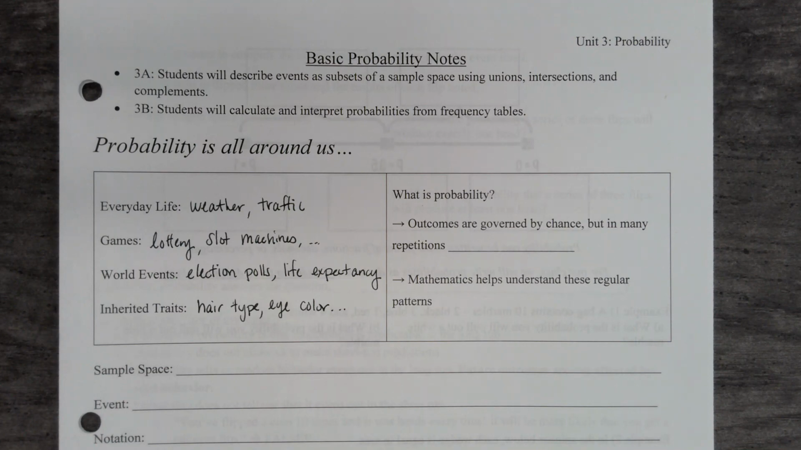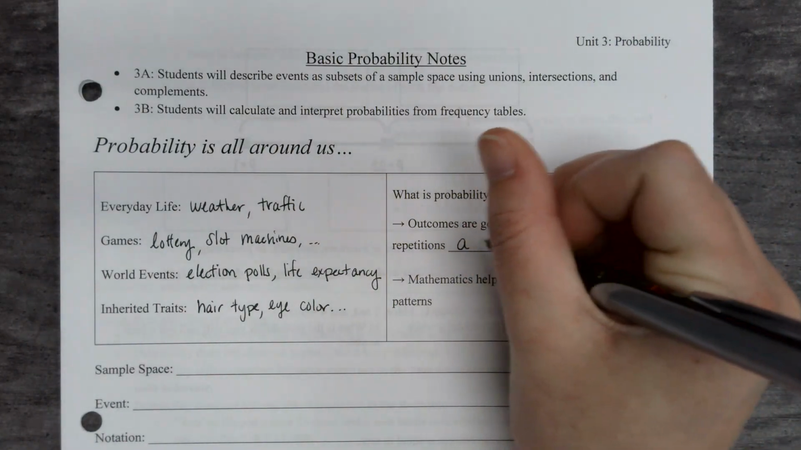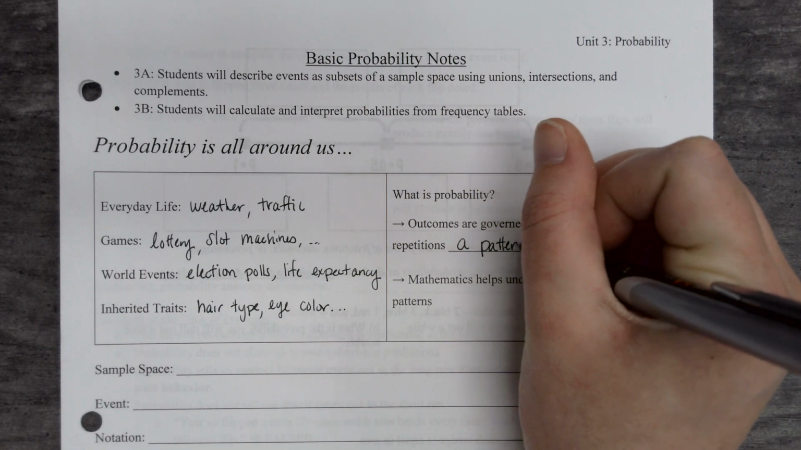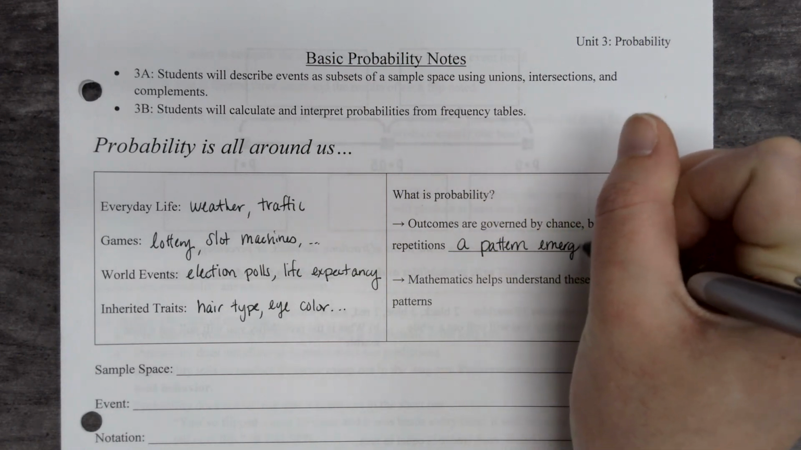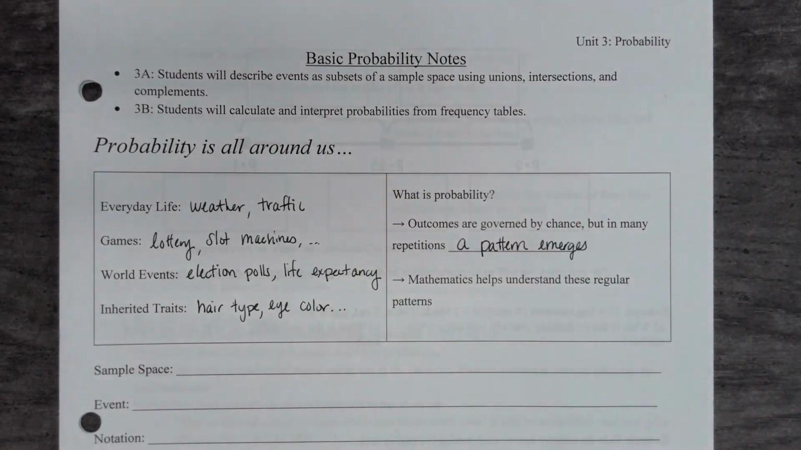So what is probability? Well, probability is just outcomes that are governed by chance. When we repeat them over and over and over again, some type of pattern emerges. So eventually we're going to have some type of pattern coming out after we repeat something over and over and over again. That is probability. Mathematics helps us to understand these regular patterns that we see when we're looking at probability.